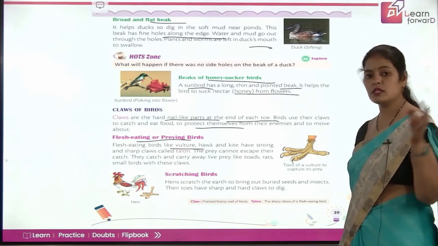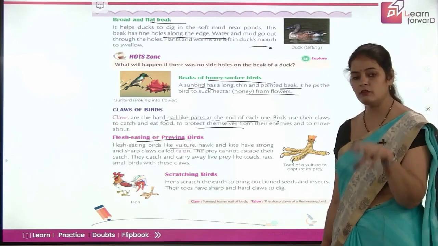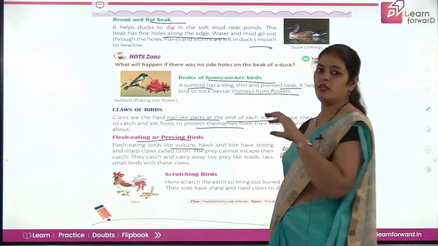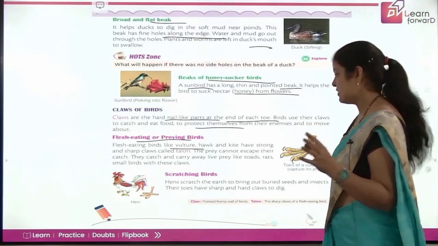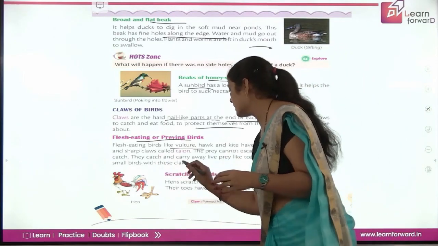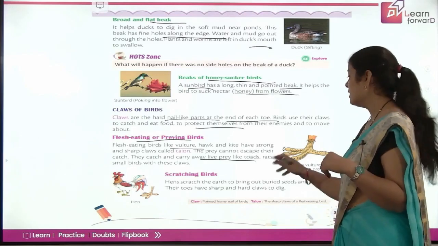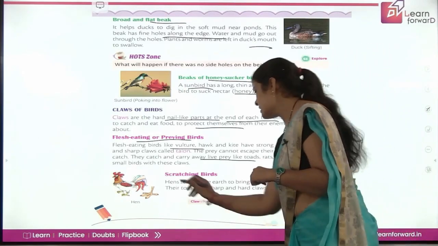Because they are flying in the sky, whenever they see any prey, they just fly down, catch the prey and go away. This is how it happens. They never miss their catch. They catch and carry away their live prey like toads, meaning a type of frog, rats and small birds, with these claws.